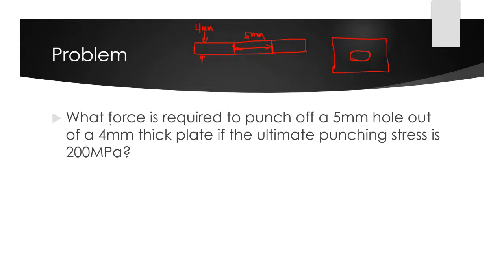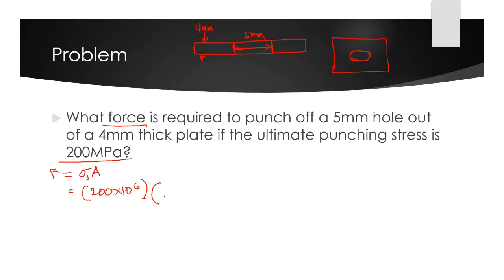We are looking for the force that is required to punch off this 5 millimeter hole out of a 4 millimeter thick plate. So that gives us force is equivalent to stress times area. The stress here is 200 megapascal, so that's 200 times 10 raised to 6.